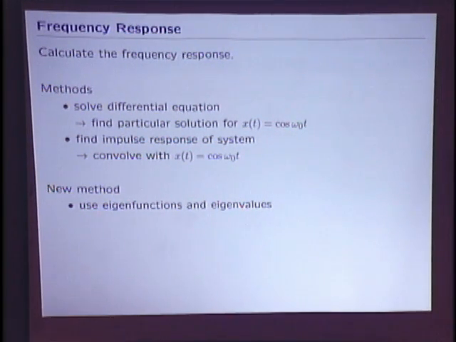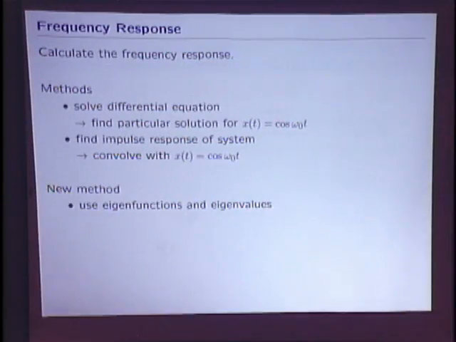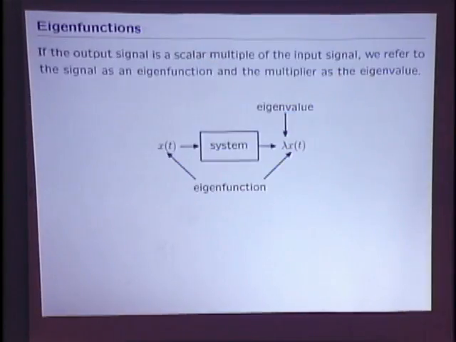Another way we could do it is find the impulse response of the system, and then we could convolve, right? We're all very familiar. We could do all those things. So rather than doing something we know how to do, what I'll do is something that we don't know how to do. I'll use a different method which has to do with eigenfunctions and eigenvalues. And we'll see why that's a convenient way of thinking about frequency response in just a minute.